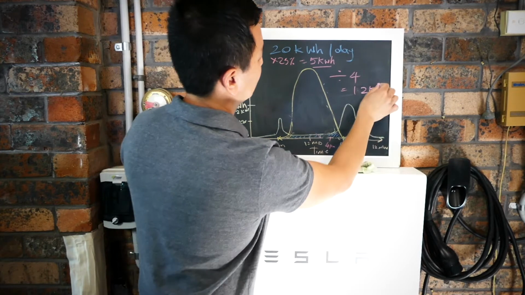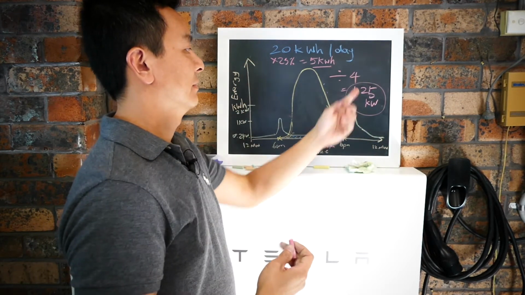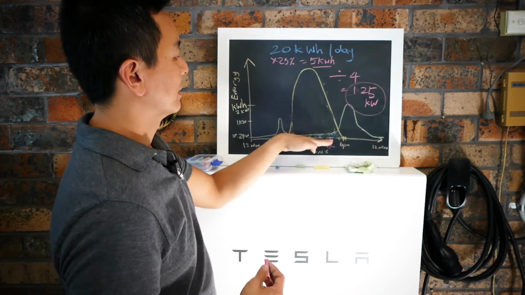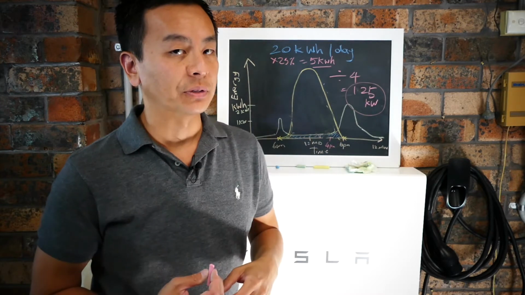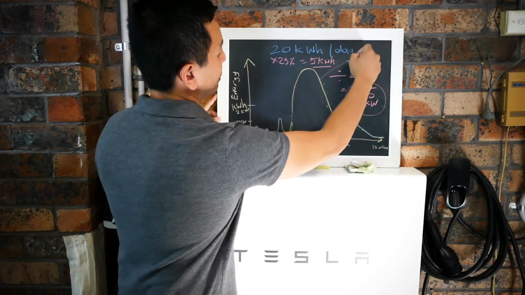1.25 kilowatts. So in reality, that's all I need. That's the number of panels I need to cover the number of kilowatt hours I need during the day that the sun can actually do. Because if I have any more than that, it's just going to be fed off to the grid.